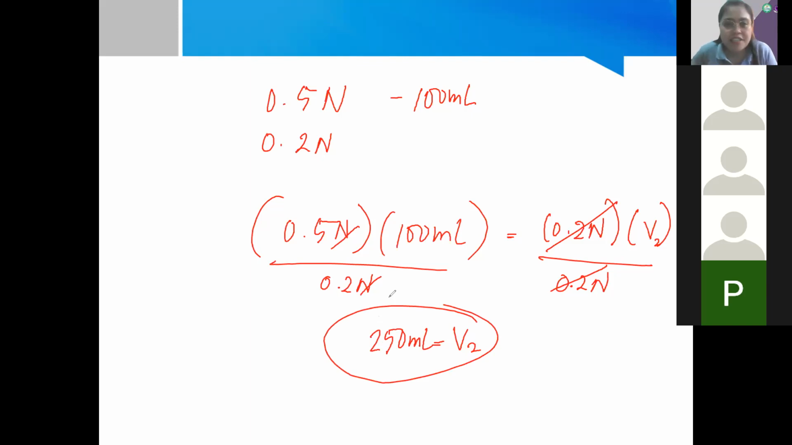Pero originally, 0.2 N pala yung given. So 250 ml lang siya. From 100 ml, you add enough water until the volume becomes 250 ml. This is a dilution process. When you say dilution, you are making a new solution with lower concentration. Yan yung dilution process. So again, sa inyong mga balay, pwede ninyo na siya himuon.